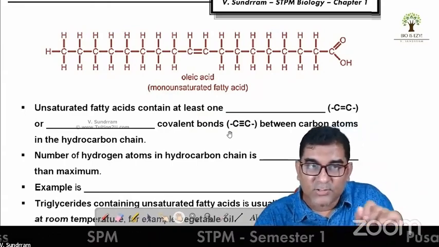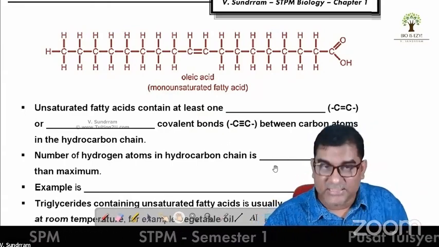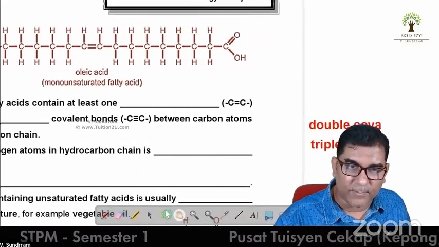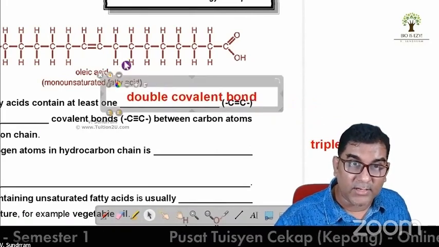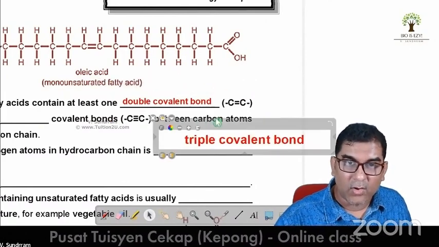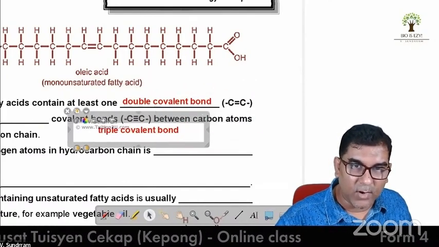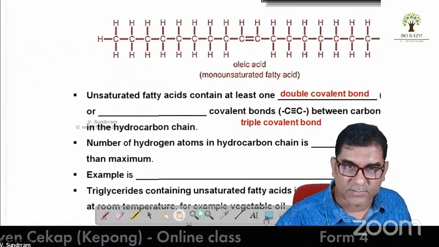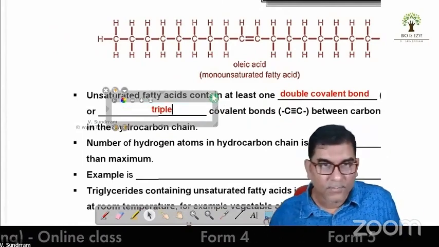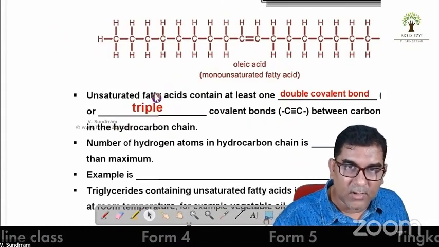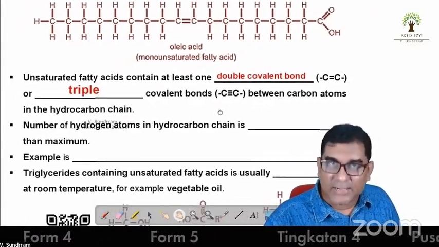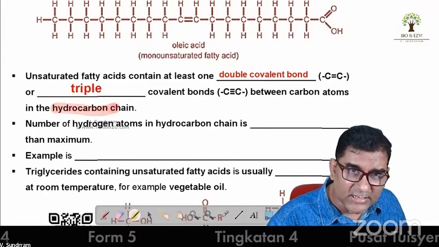Okay. Unsaturated fatty acid contains at least one double covalent bond, or triple covalent bond between carbon atoms, at least one double or triple covalent bonds between carbon atoms in the hydrocarbon chain. Don't forget it's inside the hydrocarbon chain.